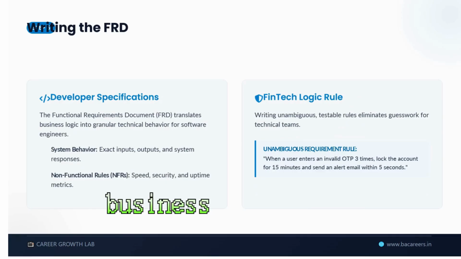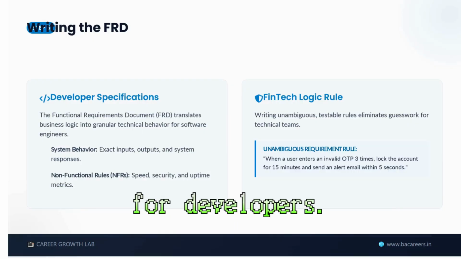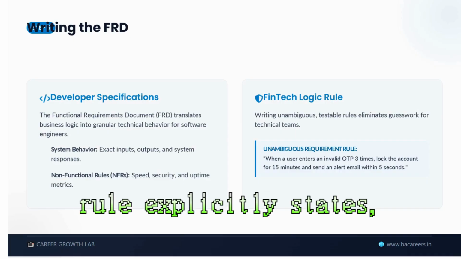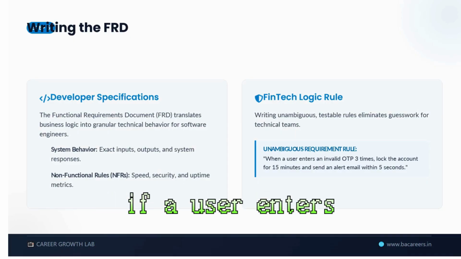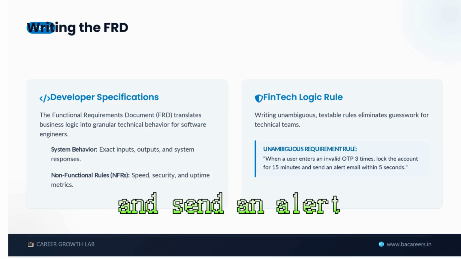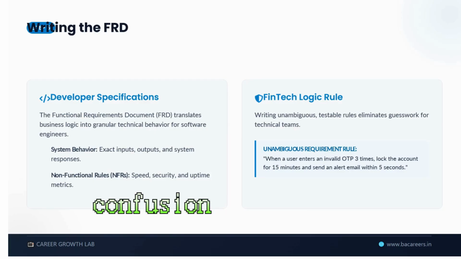Step 5 is converting business goals into a functional requirements document for developers. In a FinTech banking app, the FRD rule explicitly states, if a user enters an invalid OTP 3 times, lock the account for 15 minutes and send an alert email within 5 seconds. Clear rules mean zero confusion for coders.